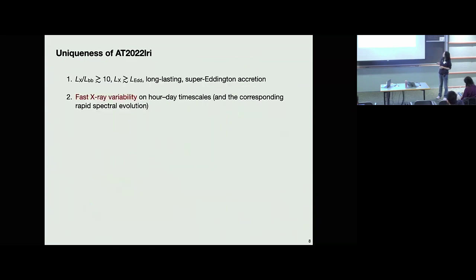And this brings me to talk about the uniqueness of this particular TDE. AT2020ysg in its X-ray luminosity alone is above the Eddington luminosity for a very long time. So it shows evidence of sustained super-Eddington accretion. Also, we observed very fast hour timescale X-ray variability in the light curve, and the X-ray spectrum is very soft, so there is no on-axis jet. Those two in combination has never been observed in any other TDEs before.